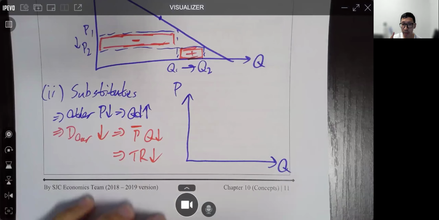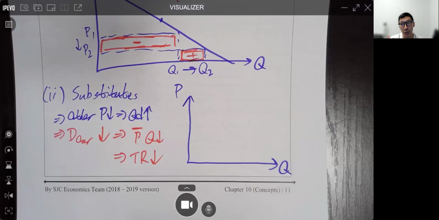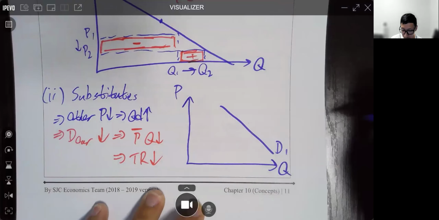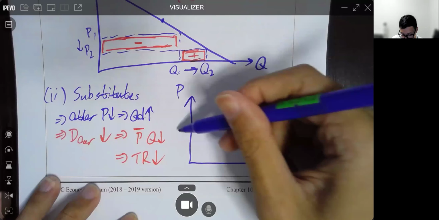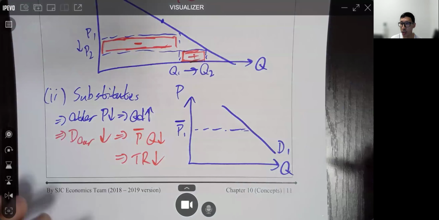Okay, 好嘛？Now this time, since we are talking about a decrease in demand, so we do not need to be too concerned with the slope. Okay, here, let's call this D1. And the price is always here, P1. Since the price remains unchanged.